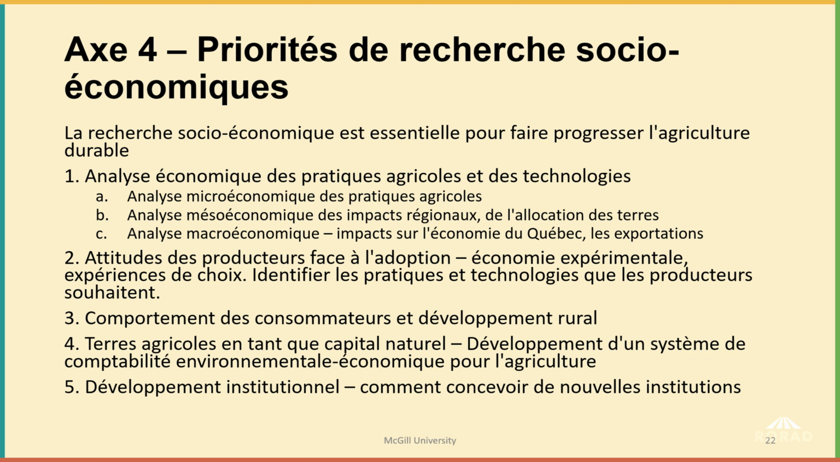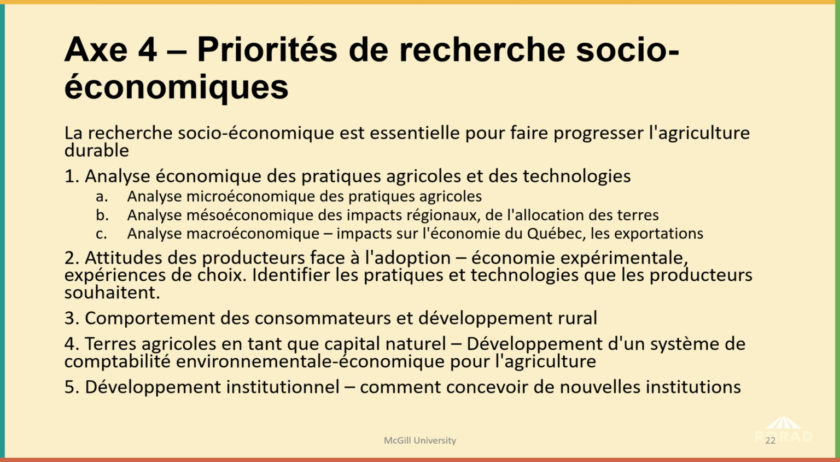Because agriculture buys inputs from other sectors of the economy, and that has to be incorporated. We also have to look at exports. That's an opportunity for Quebec. That's important for not only Quebec, but also for other nations to buy our goods. The other elements include producers' attitudes to adoption. So we have a whole list of experimental economics, choice experiments, and other sociological mechanisms that we can use to identify the practices and technologies that producers want. We also have to look at consumer behavior and rural development. What are the new products that consumers are going to want, and how do we deal with those?